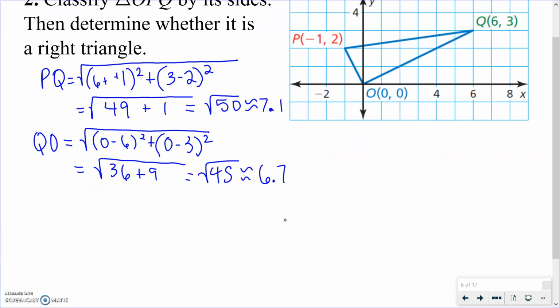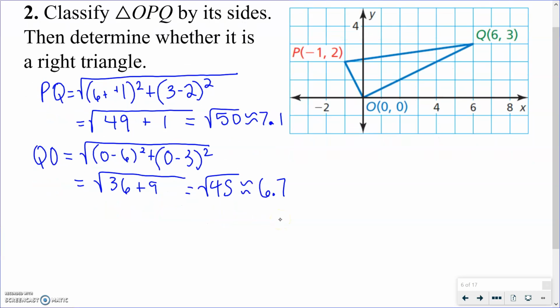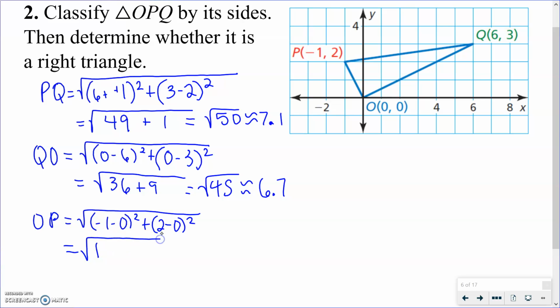And then we need to also do that for the length of side OP. So again, distance formula. So negative 1 minus 0 squared plus 2 minus 0 squared, which gives me negative 1 squared, which is 1. And 2 minus 0 is 2 squared is 4. So 1 plus 4, which equals the square root of 5, which is approximately 2.2.